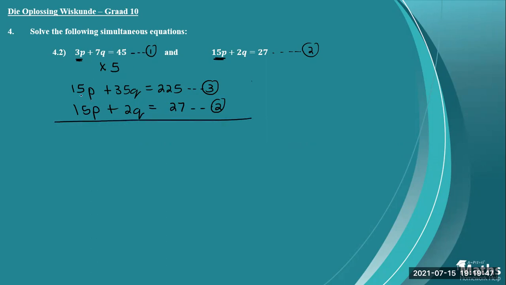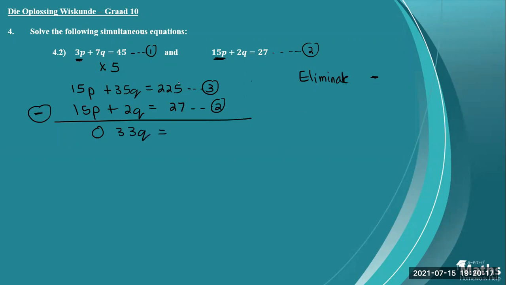Now, use common sense and decide how can you eliminate. So I'm going to eliminate the p's. How can I eliminate? In this example, if I subtract. Right, so I'm going to say 15 minus 15 is 0. 35 minus 2 will give me 33.